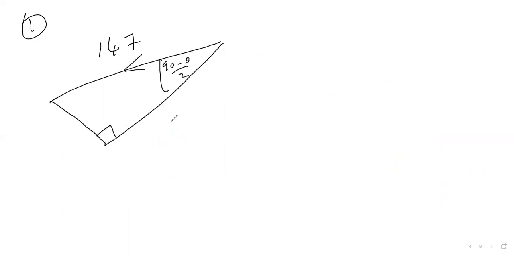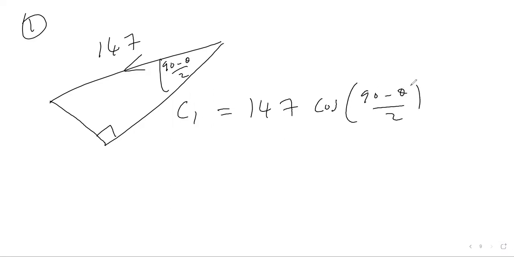So 147 going down there. This is triangle number 1. Right angle triangle like this, and this angle there, 90 minus theta over 2. So this C1, right angle triangle, you got adjacent, you got hypotenuse. So C1 is going to be equal to hypotenuse, so 147 times cos of 90 minus theta over 2.